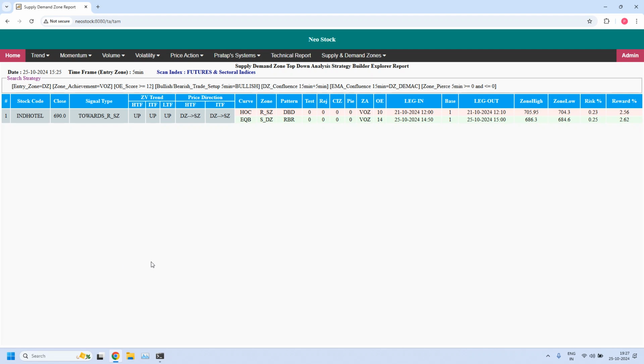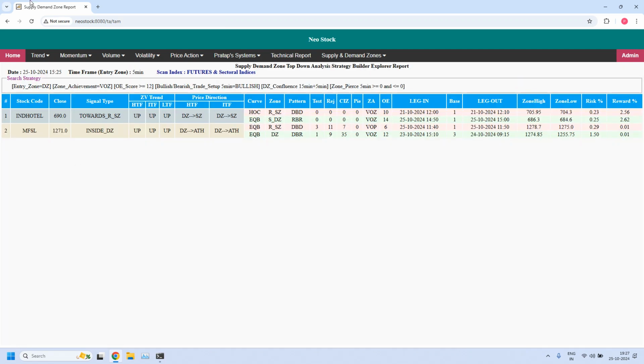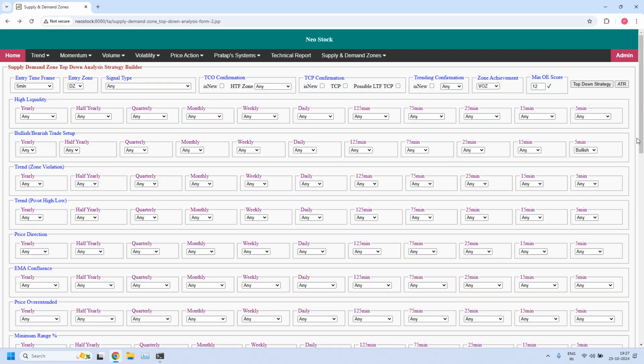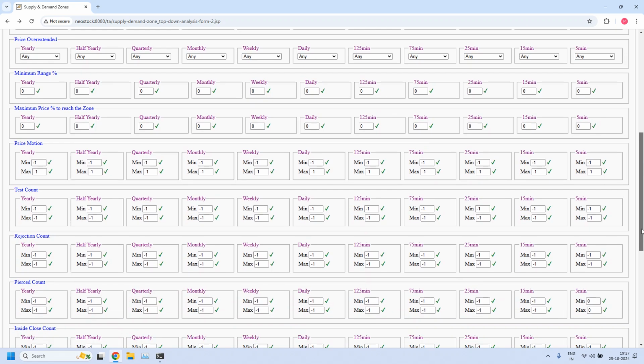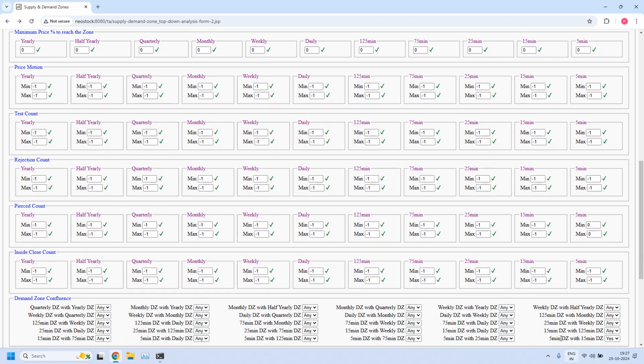Okay, next let us look for LTF, ITF, HTF confluence. Removing the EMA filter. Earlier without the EMA filter, we got 2 stocks, right? 2 or 3. Let me check. 2 stocks. In these 2, is any HTF confluence available? Let's verify. In the demand zone confluence, 5 minutes with 15 minutes is already enabled. This is already enabled. 2 more filters.